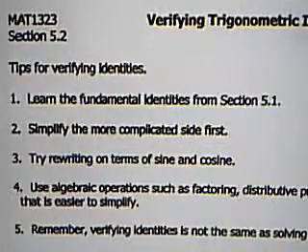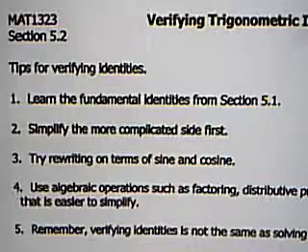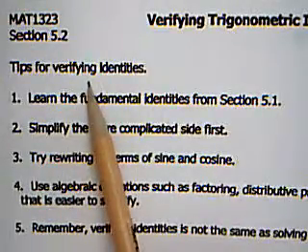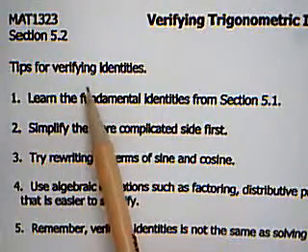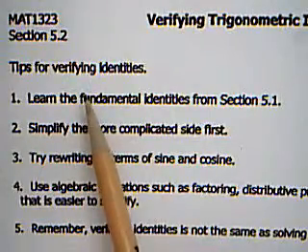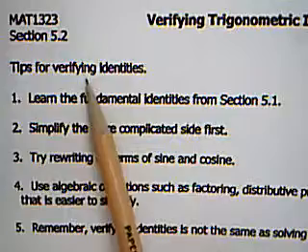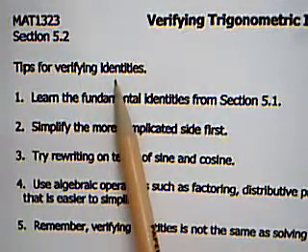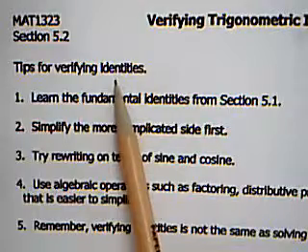Section 5.2 is on verifying trigonometric identities. And on the notes, I gave you just some tips that you can use when you're verifying. Verifying is kind of like proving, if you ever took geometry and had to do proofs. But what we're doing here is algebraically verifying that an equation is true, basically proving that it's an identity by using algebra.